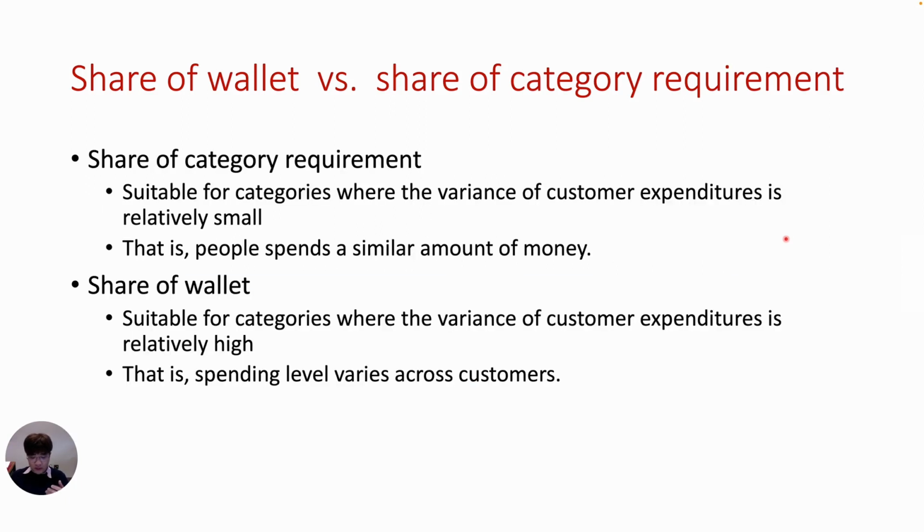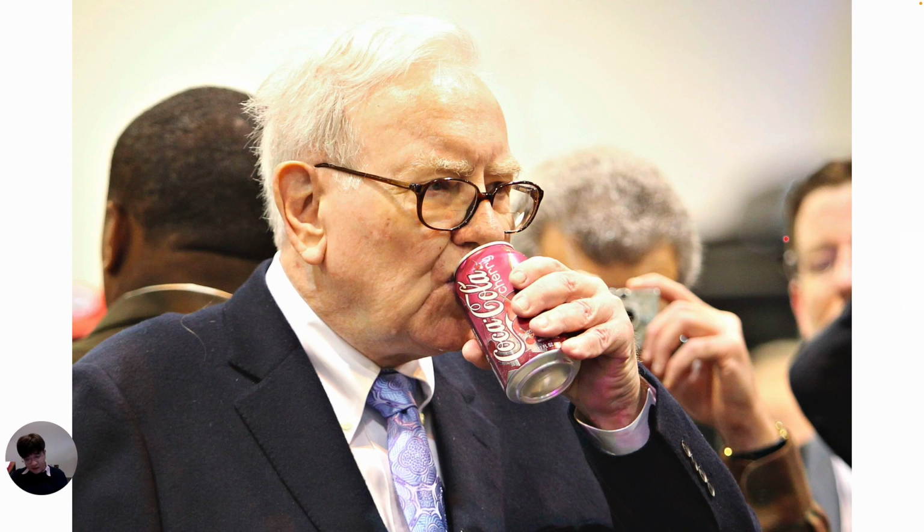Then, when should we use share of category requirement instead of share of wallet? The share of category requirement is suitable for the categories where the variance of customer expenditures is relatively small. Let's think about consumer packaged goods in grocery stores like soda. Warren Buffett, the CEO of Berkshire Hathaway, drinks the same Coke as I drink. That is, regular soda drinkers spend a similar amount of money for soda. So, purchase volume may provide the same information as sales.